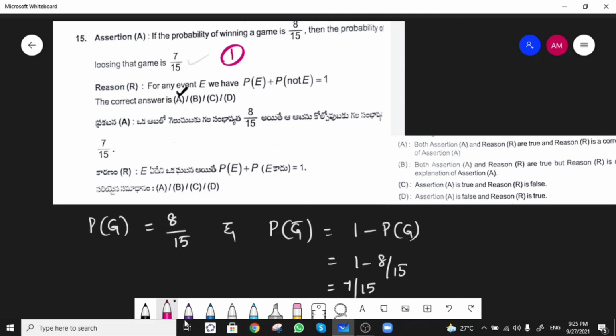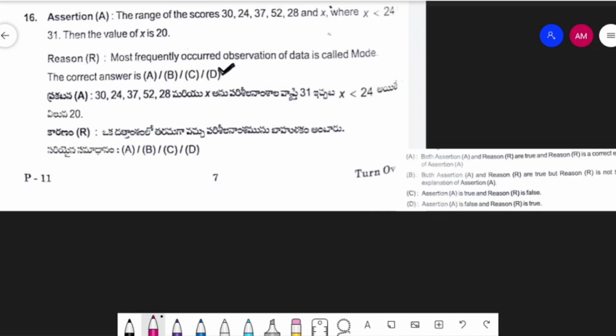Let us check the reason also. For any event E, we have probability of E plus probability of not E is equal to 1. That means we have applied probability of not E is equal to 1 minus probability of E in the assertion. So the reason is the correct explanation of the assertion. So which option? A. So the correct option is A for the 15th problem. Let us move to the 16th one.